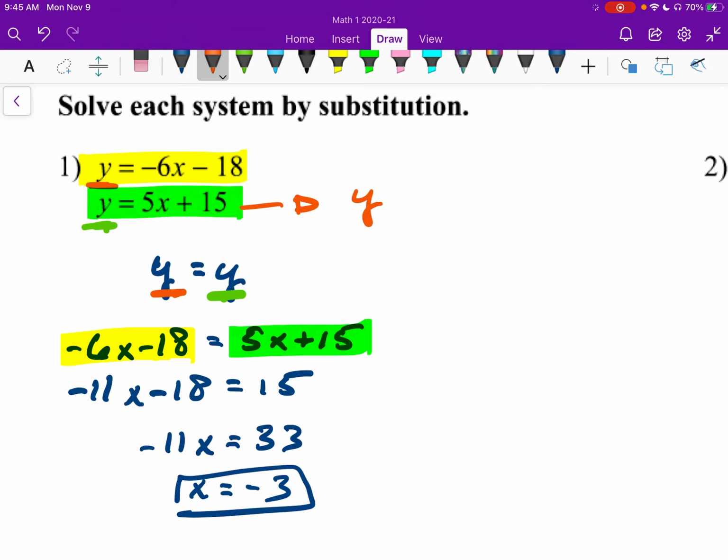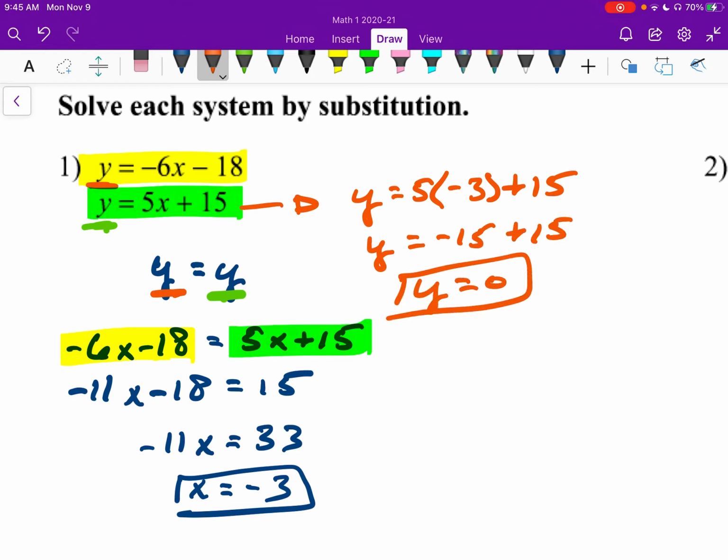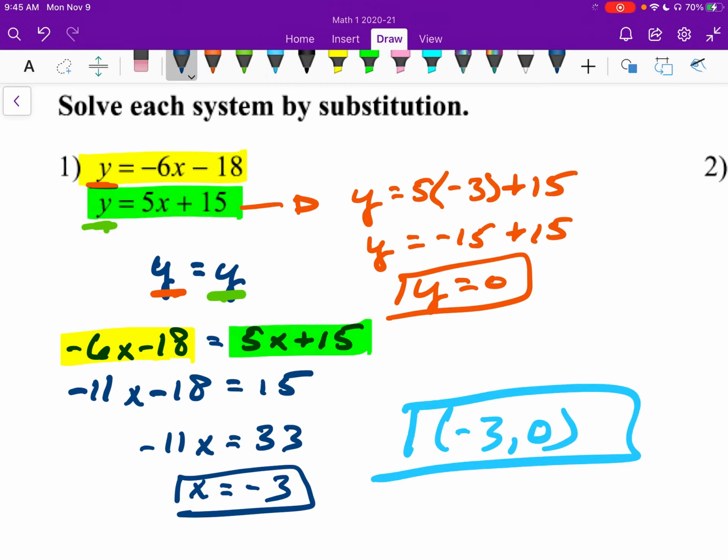So I'll say, well, y equals 5 times negative 3 plus 15. That's the same thing as y equals negative 15 plus 15, and y equals 0. I write my answer as a point, and my point is going to be negative 3, 0. All right, so there's substitution.